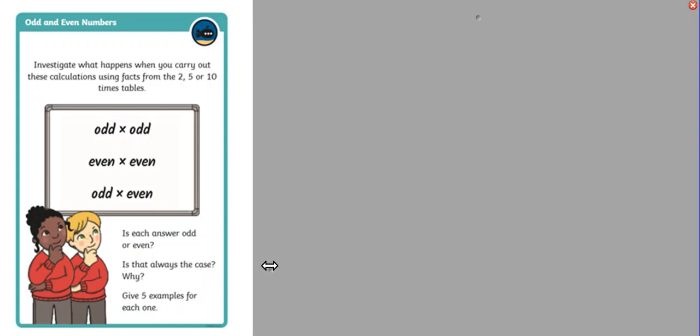So choose 2 odd numbers. So if you chose 3 and 5 maybe, okay, you multiply them together. Even if you did 2 times 4. Odd and even if you did 3 times 2. See what answers you get. Are they odd? Are they even? Pause the video now and have a go.